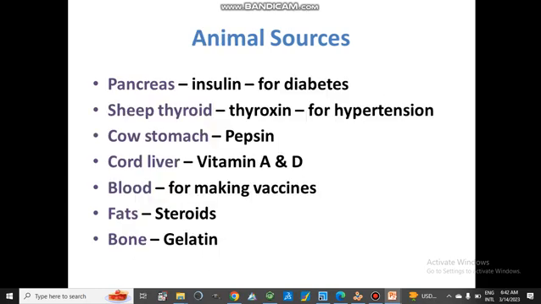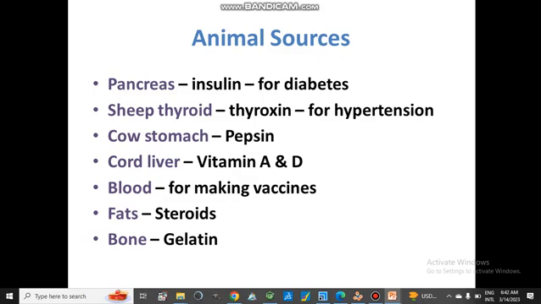Now we discuss animal sources. From the pancreas of cow, we obtain insulin, which can be used for diabetes. From sheep thyroid, we obtain thyroid hormone. From cow stomach, we obtain pepsin. From cod liver, we obtain vitamins A and D.